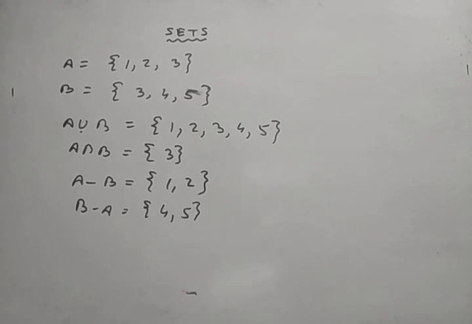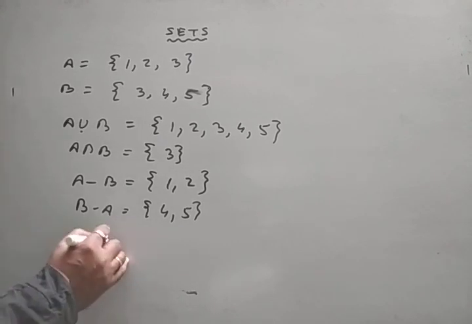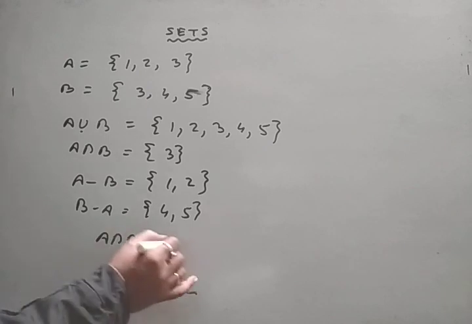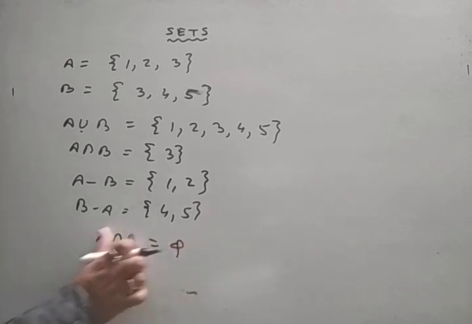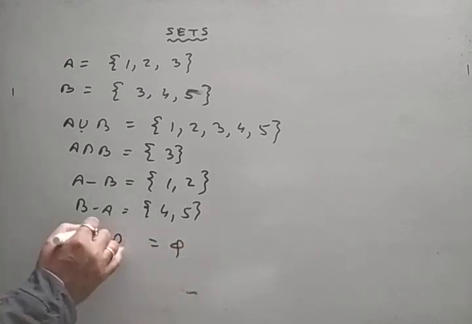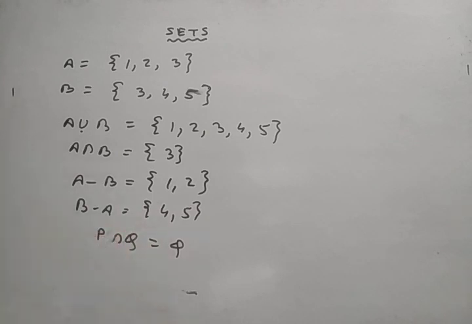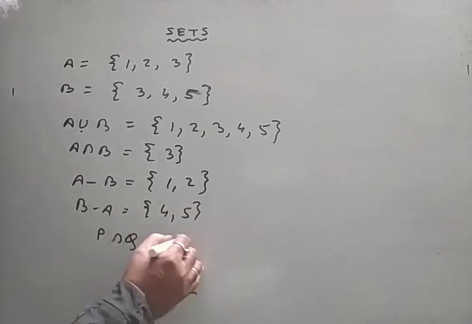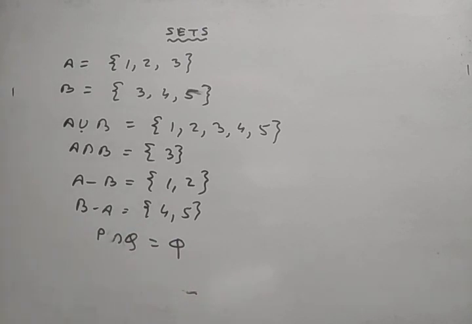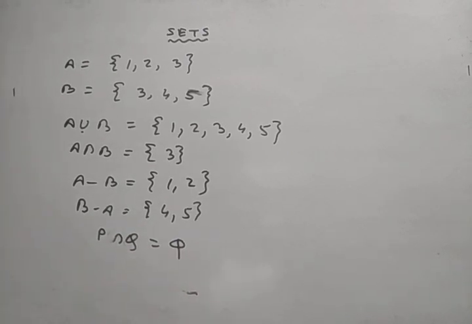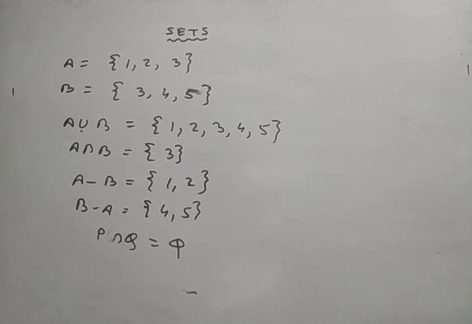Two sets A and B are disjoint if A intersection B is equal to the null set. Let us give different names, P and Q: two sets P and Q are disjoint sets if their intersection is a null set.